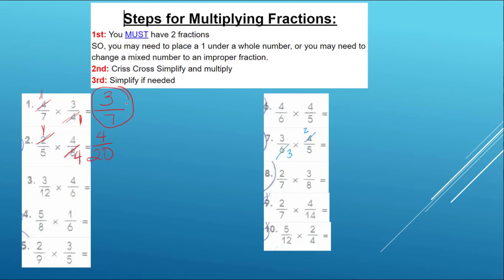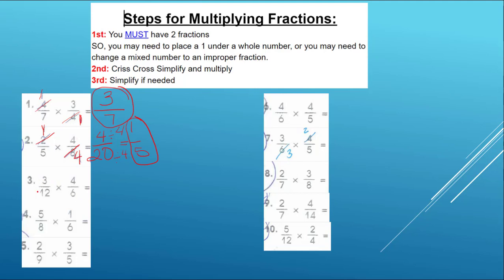So now we're going to do step 3, and we're going to see if we need to simplify anymore, and we do. So what can both of the 4 and the 20 be divided by? Well, they can both be divided by 2, but let's see if they can be divided by anything bigger. They both can be divided by 4. So whatever I do to the top, I have to do to the bottom. So 4 divided by 4 is 1. 20 divided by 4 is 5. So my answer is 1/5.